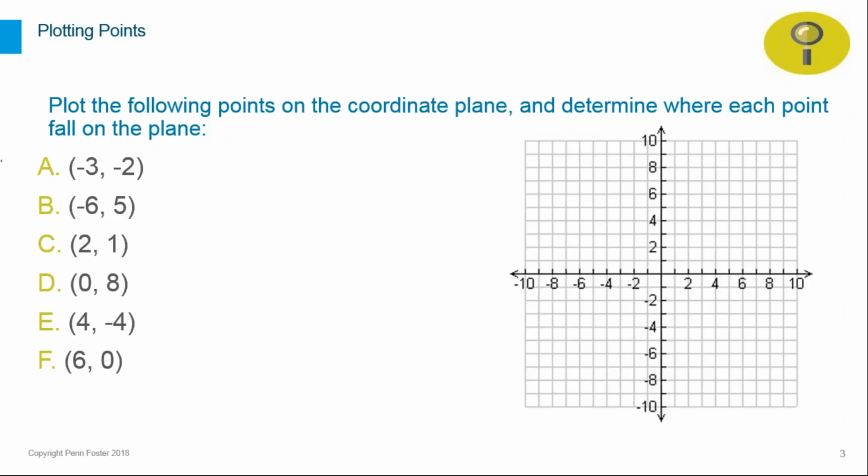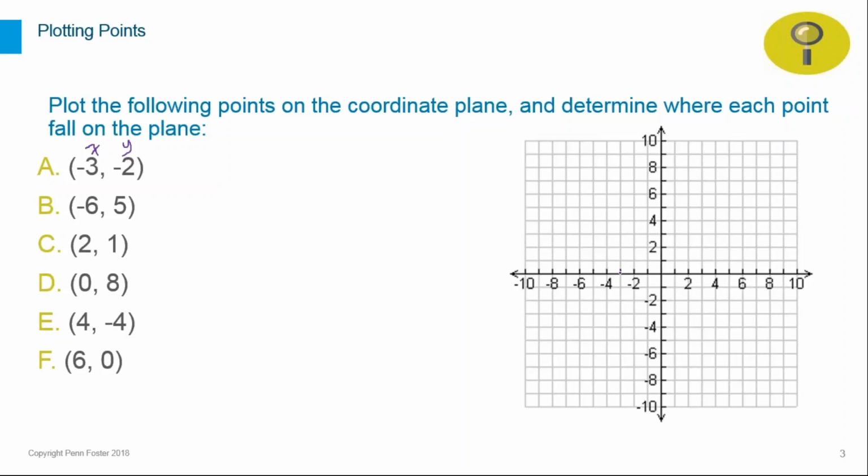So for example, point A, (-3, -2). Remember we said that the ordered pair has x and y, and this is always the order of the point: x coordinate first and then the y coordinate. How would we plot that point on the coordinate plane? Well, let's find -3 on the x-axis. Since this is the x coordinate, that will take us to -3 on the x-axis.